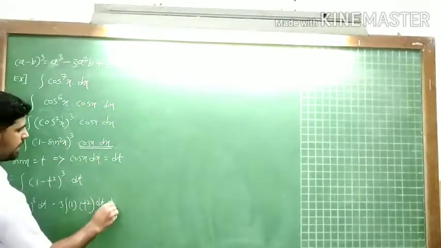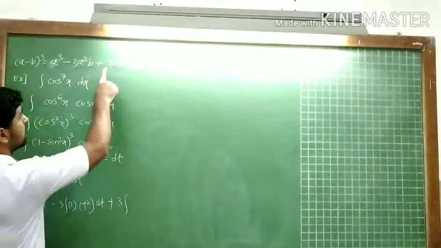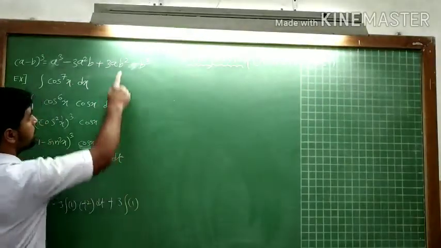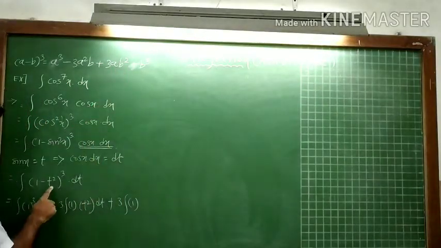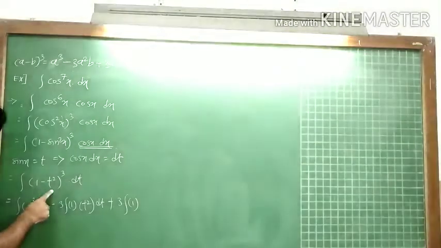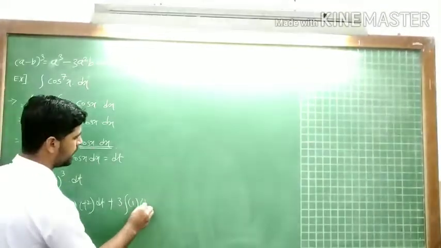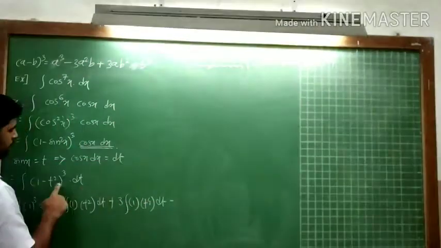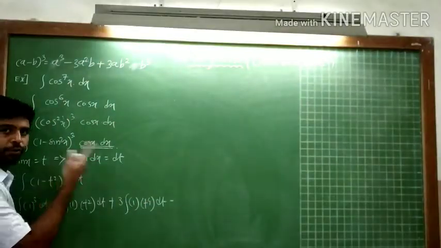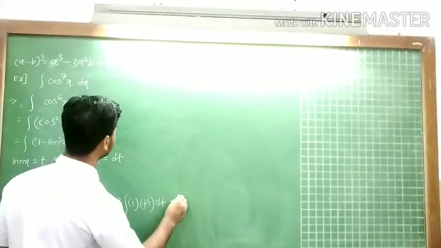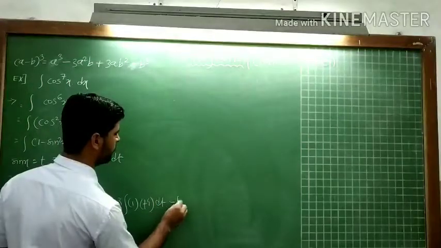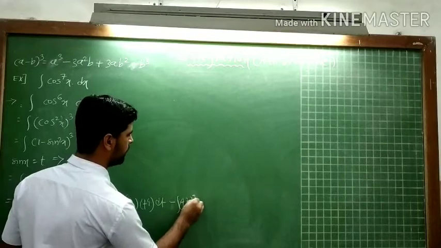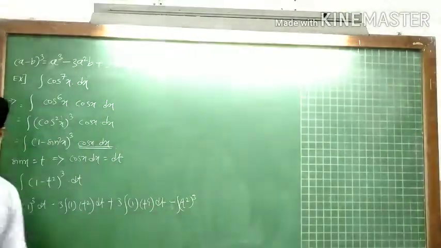Then write the plus sign, then 3 again outside, then a is 1, what is b? B square means b is your t square, t square squared becomes t raised to 4 dt. And last is b cube, means t square cubed. How do you write? T square cubed is nothing but t raised to 6. Okay?